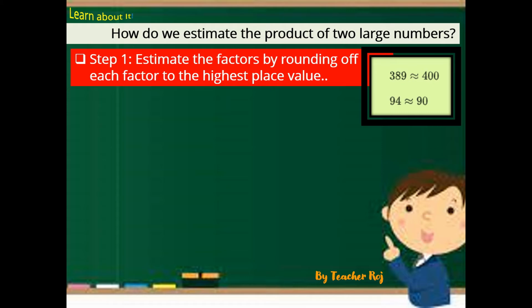Okay? And for 94, almost equal to 90. No? The highest place value is 9. And if you round 9, because that is in the tens place, it is almost equal to 90. Ayan. So, meron ka ng mga whole number.